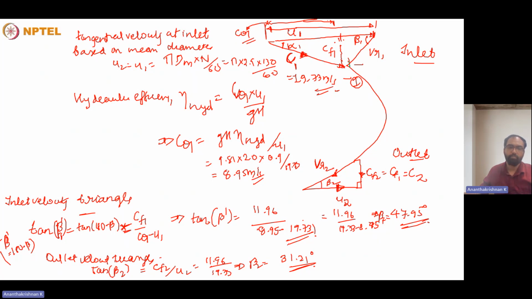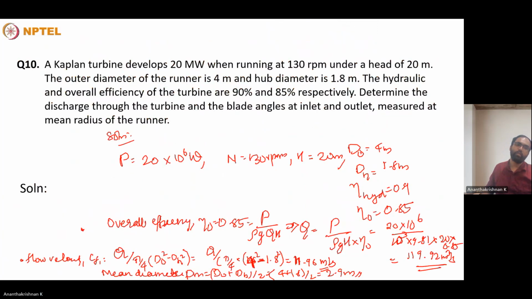So in this particular problem, we have determined the flow velocity component, the tangential peripheral blade velocity component at the mid diameter, and the tangential component of the velocity. And using this, we have calculated the blade angles at the inlet and the outlet.